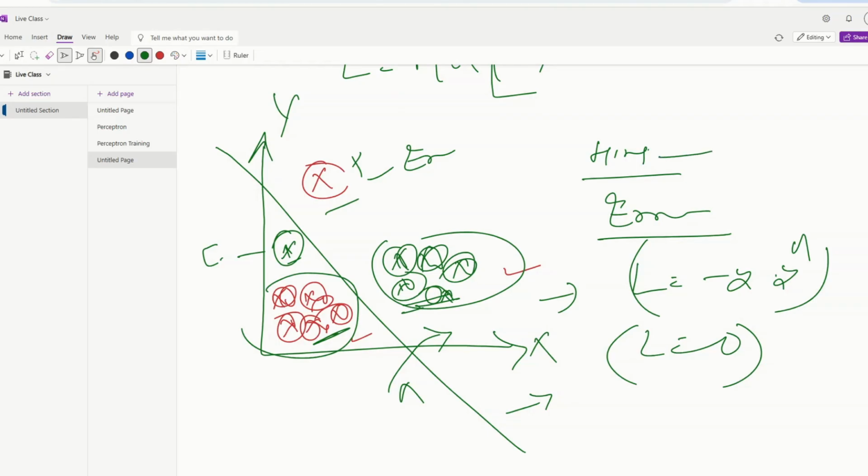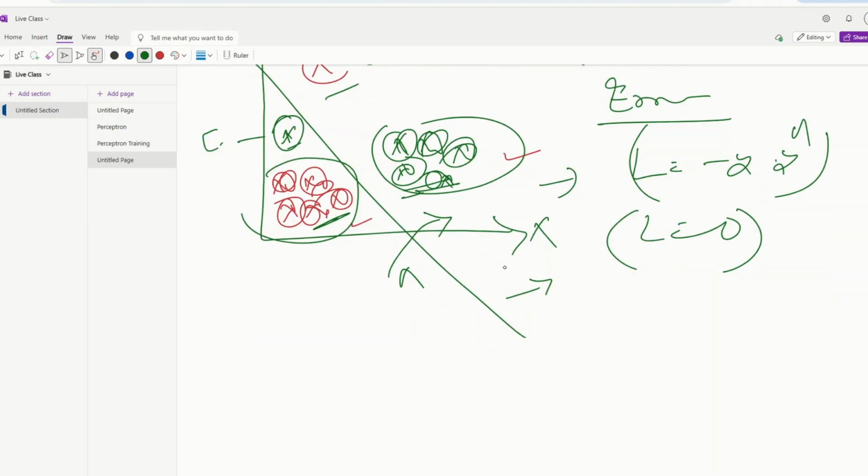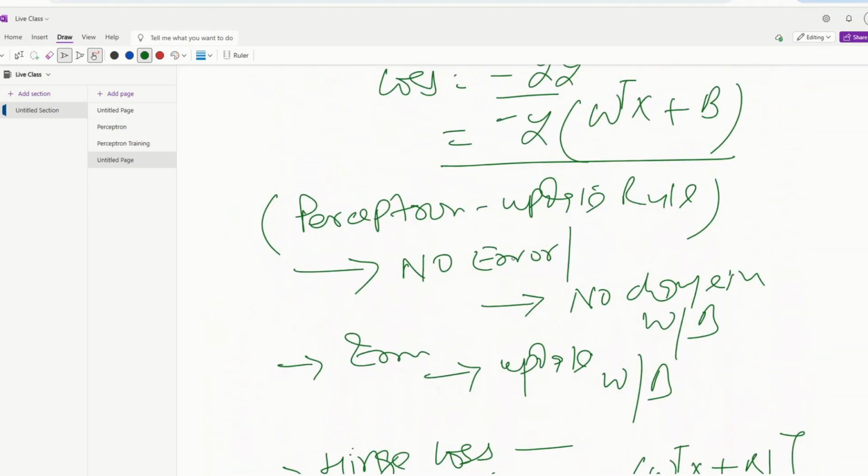This is the first concept we learned here: according to the hinge loss, if there is no error, like these two clusters, where the points are on the right side, there will be no loss. We don't have to update the weight and bias. But if there's a loss, then we have to update our weight and bias, and how to do that I will discuss. This is the intuition of that formula.